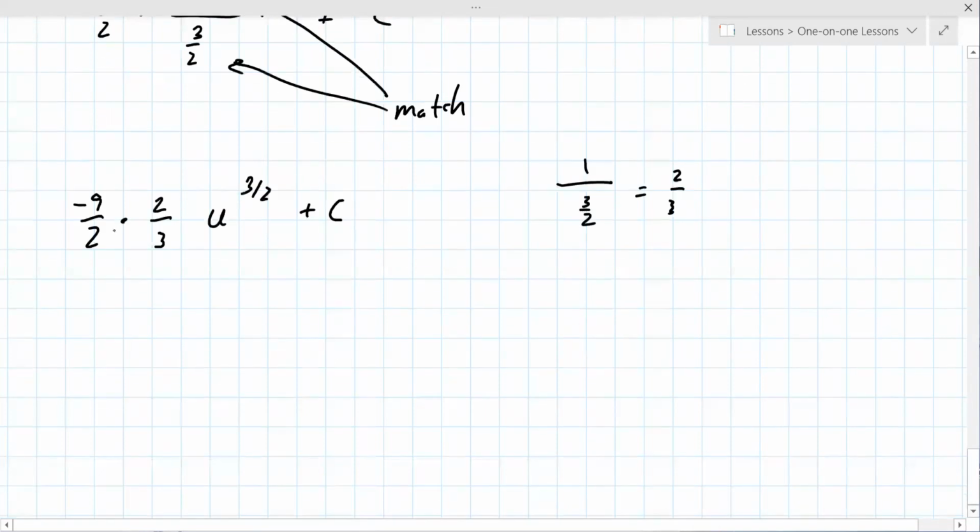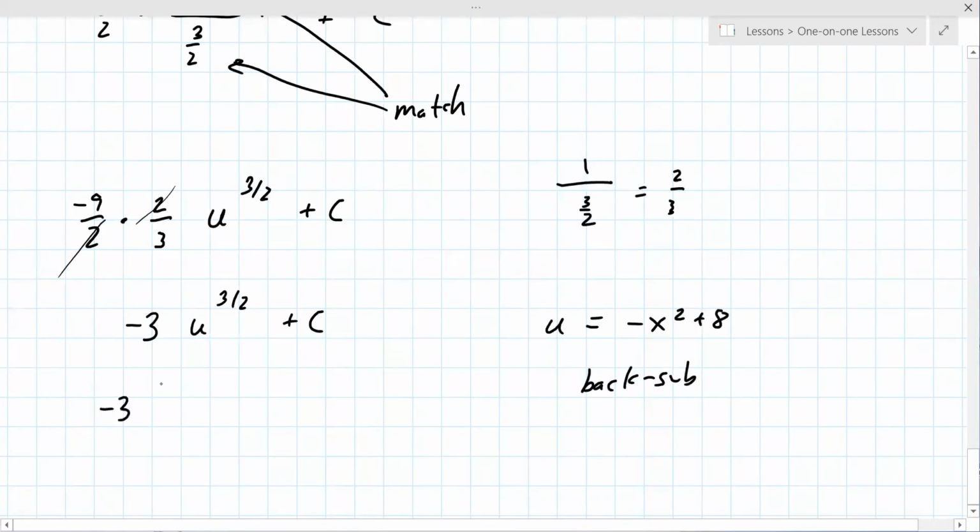And you can see that you'll cancel out some fractions here. So this becomes, these cancel, minus 9 over 3 becomes minus 3, u to the 3 halves power plus c. And then recall that u is equal to minus x squared plus 8. So you have to back substitute in here. So it's minus 3 parentheses minus x squared plus 8 to 3 halves power plus c.